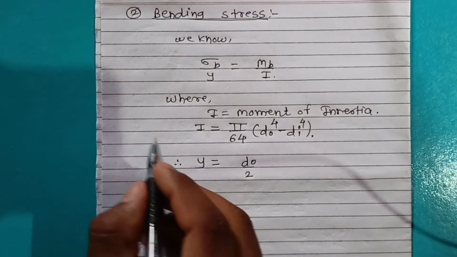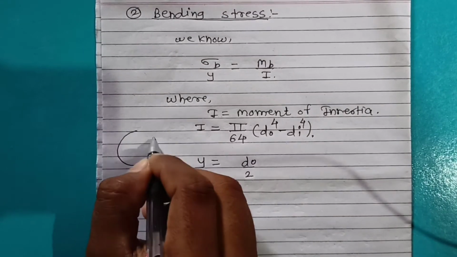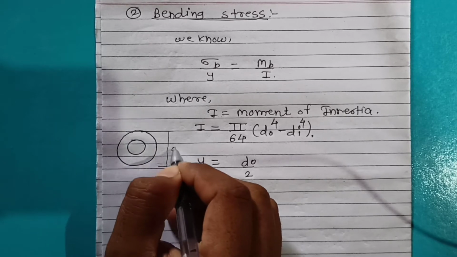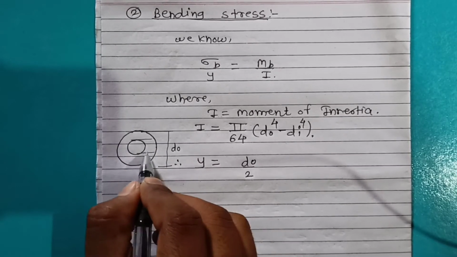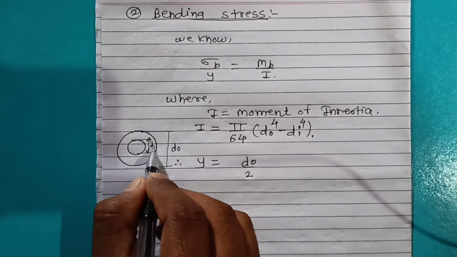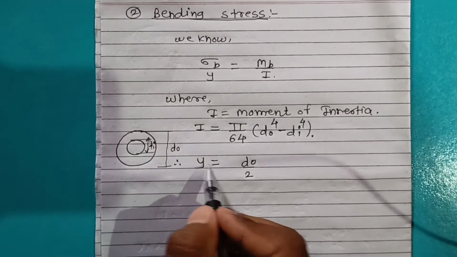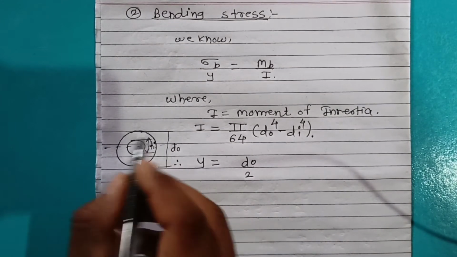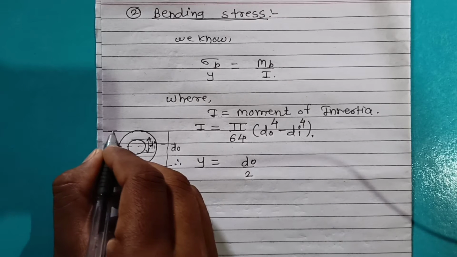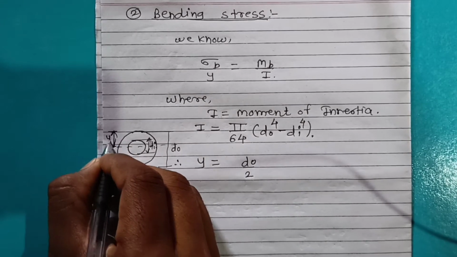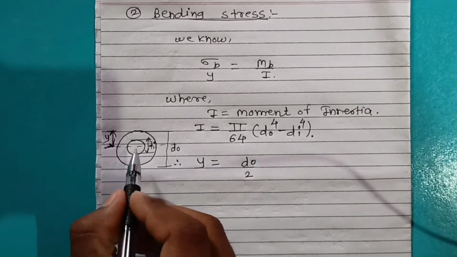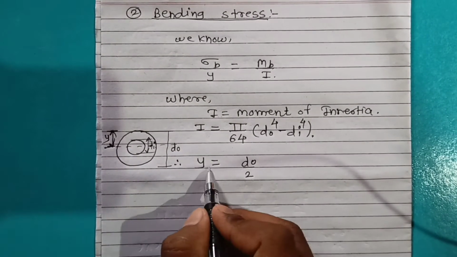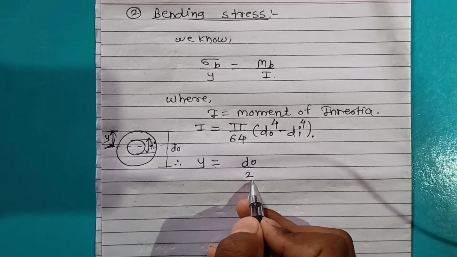I am considering one hollow shaft having external diameter DO and internal diameter DI. Now y is nothing but DO by 2. It is the distance from the neutral axis to the top fiber. Here it is the distance from the neutral axis to the top fiber, so y is equals to DO by 2.